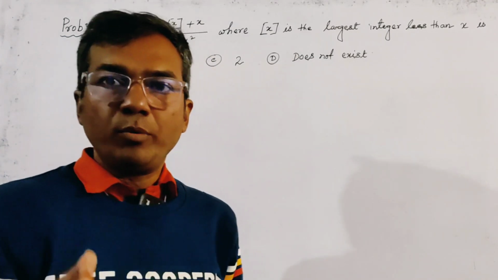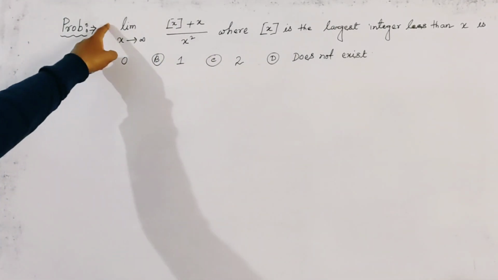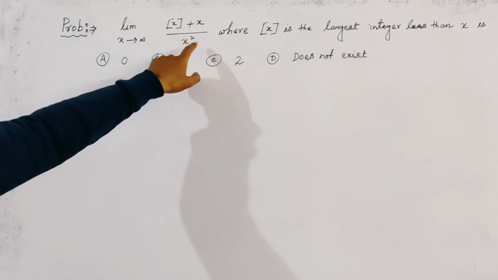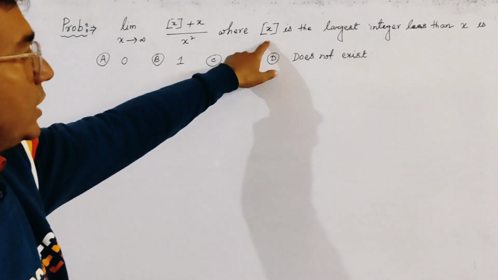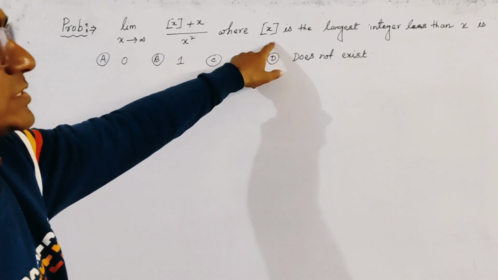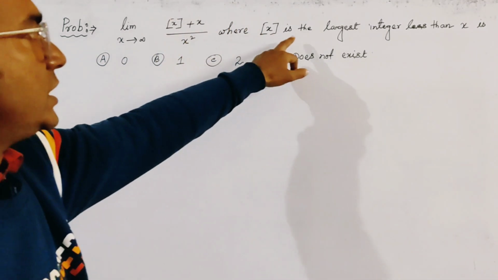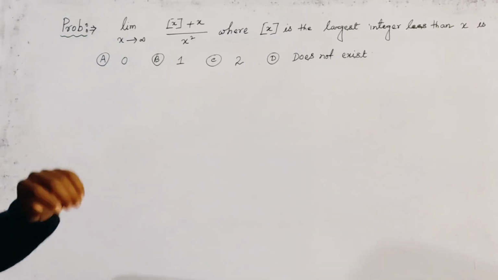A problem from limit of a function: limit x tends to infinity of ([x] + x) / x², where [x], also called the greatest integer function or step function, is the largest integer less than x. Four options are given.